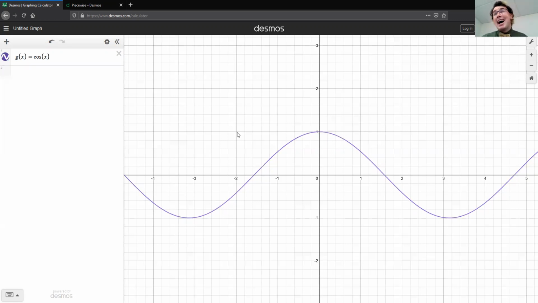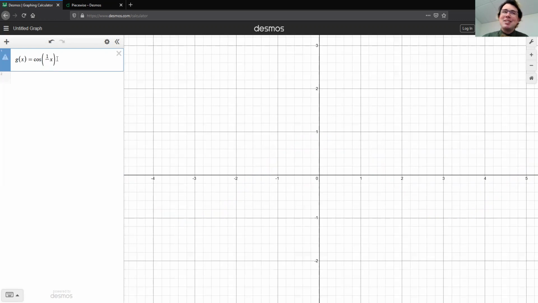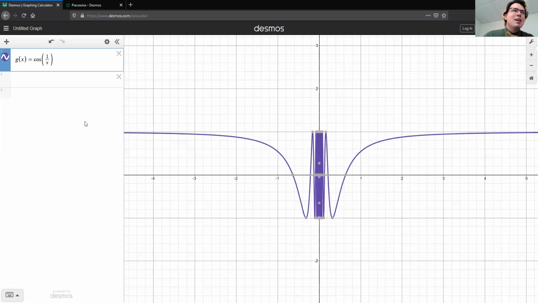But I said I wanted to look at a hard function. So I'm going to go into my formula and make this a little bit more complicated by adding 2 characters. I'll add a 1 and I will add a division sign. Oh, well, there goes the effect. I want the function g of x to be cosine of 1 divided by x. And with that little change, we get a very, very different picture.